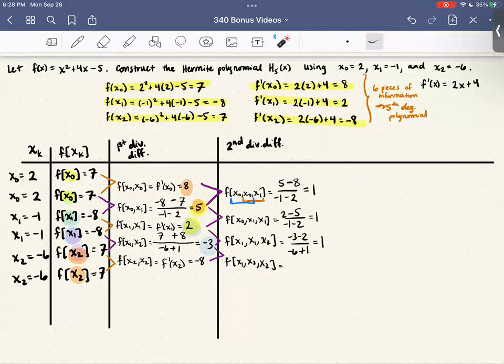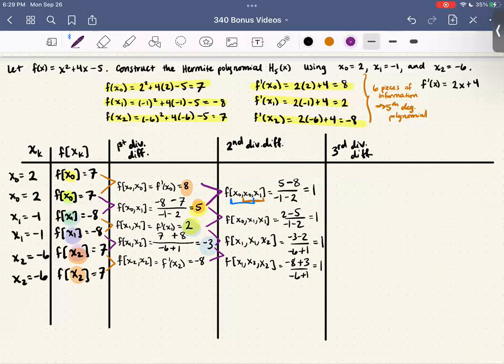Okay, and that's going to be -8 minus -3 minus -3 over x2 minus x1. And I'll end up with 1 there as well. Go to my next column for my third divided differences.